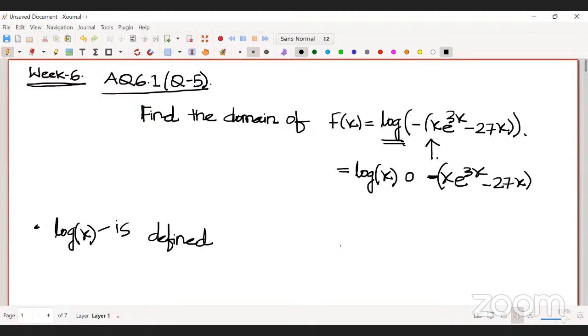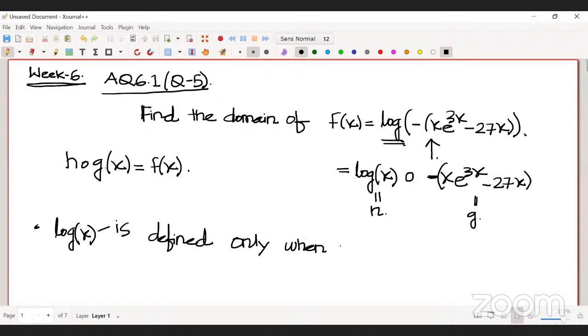Suppose this is my h, and this is my g. I have two functions. h is basically log of x, and g is this expression. If I compose h with g, that is h circle g, then I'll get f of x. So this is composition. We know log of x is defined only when x is strictly greater than 0.